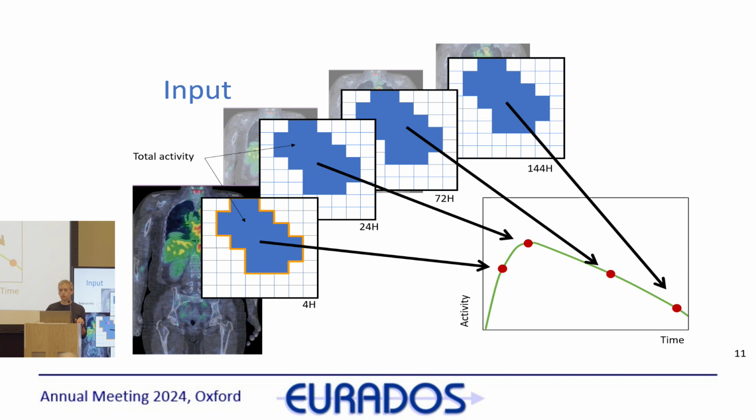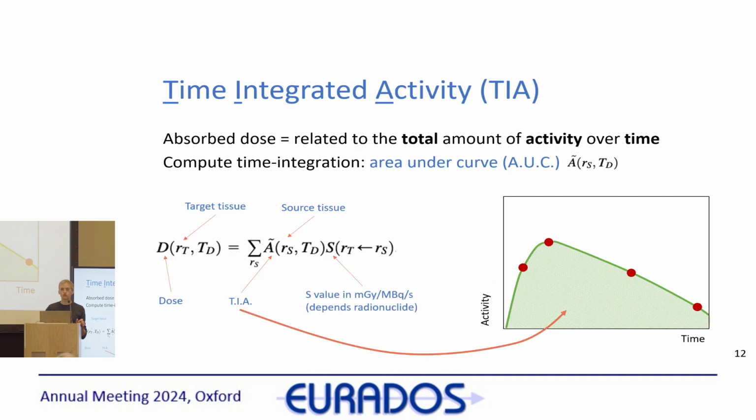Now it's very simple to compute the total activity in every region for every acquisition, and then we can integrate all those values in order to build a time activity curve like this one, with the red points corresponding to the total activity in every region of the images. And then, in order to go from those activities to the absorbed dose, we know that the absorbed dose is related to the total amount of activity over the time. So we need to integrate this curve and get the value of the green part here.